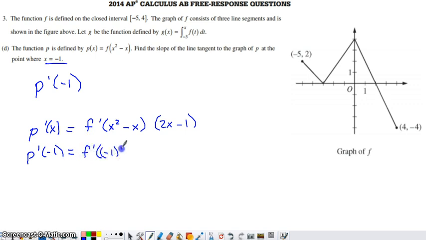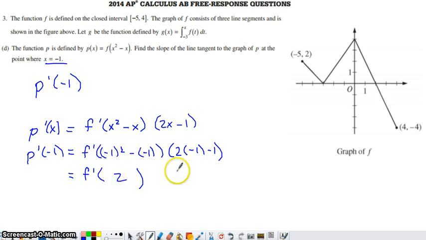So we're looking at -1 squared minus -1, and then times 2 times -1 minus 1. Now if we simplify inside of our grouping symbols first here, we're looking at f prime of, well, this is going to be a +1. +1 minus -1 is going to be +2. So it's really f prime of 2 times, well, -2 when you do the multiplication minus 1 times -3.